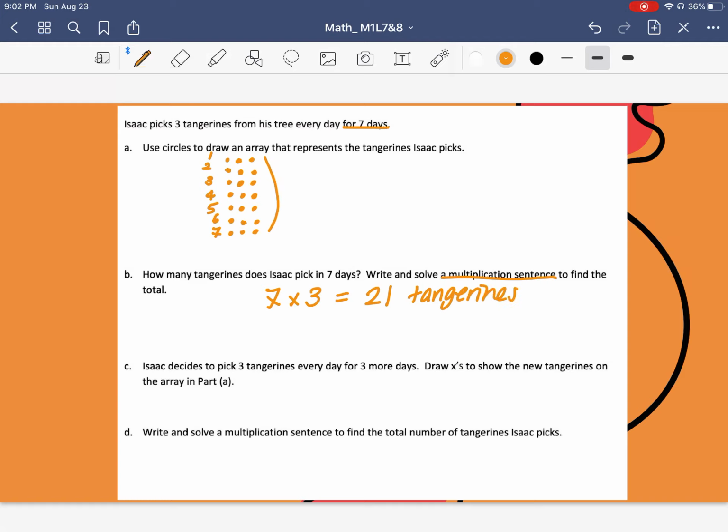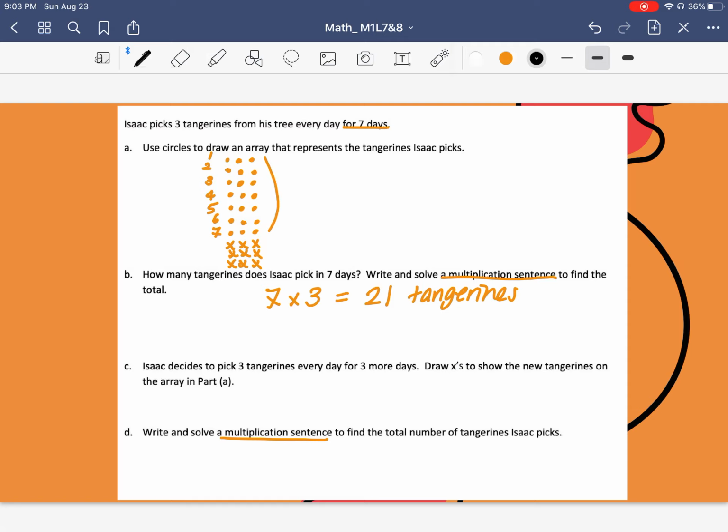Number C, Isaac decides to pick 3 tangerines every day for 3 more days. Draw X to show the new tangerines on the array in part A. So now he decided to pick 3 more tangerines for 3 more days. So I'm going to put X to represent the extra days that he picked tangerines. And number D, write and solve a multiplication sentence to find the total number of tangerines Isaac picked.